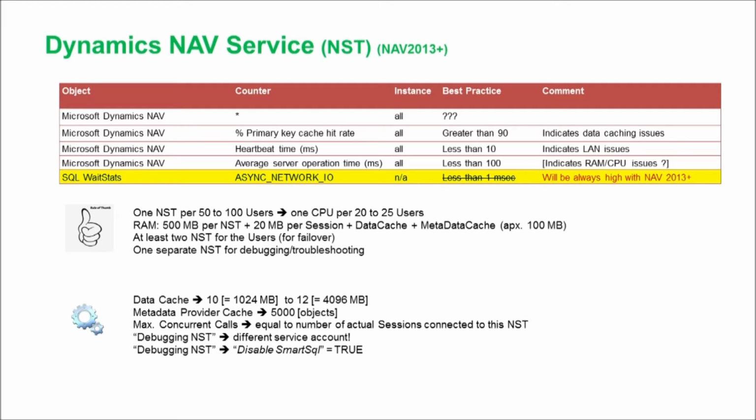Now we have to be aware of a second communication line from the service tier to the SQL server. This is defined by a setting that's called maximum concurrent calls. And here the default value is 40. So that means, yes, you can connect 150 users to one service tier, but actually only 40 will work. All the remaining 110 users will be queued in the connection pool of the service tier.